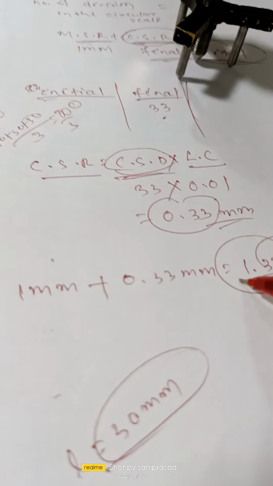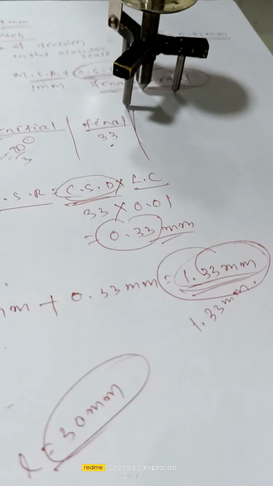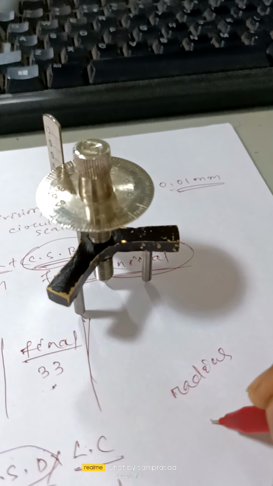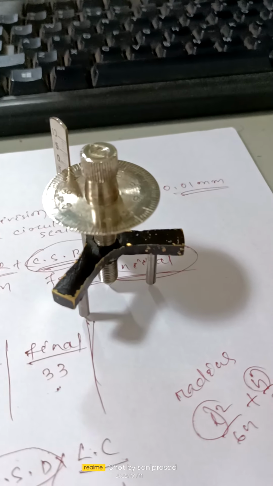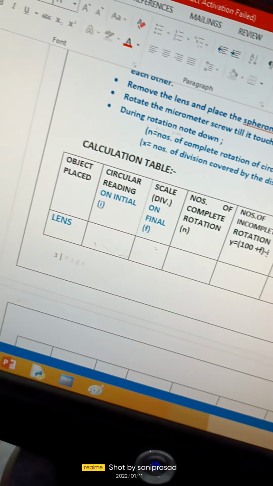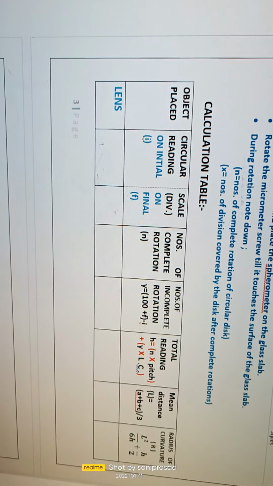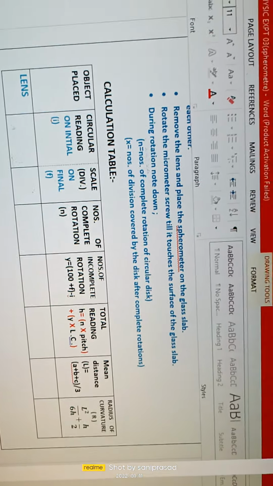The height value you have found is 1.33 mm. Now you can calculate the value of the radius of curvature. That formula is L square by 6h plus h by 2. Put the L value and h value and find out the answer. If any doubt on the table, look at the table once. Circular scale reading initial was 0. Circular scale reading final is 33. Number of complete rotations, this one measures the MSR.